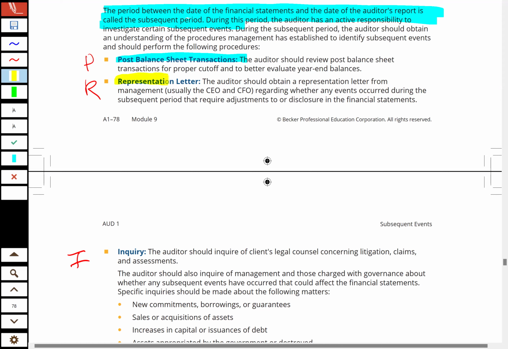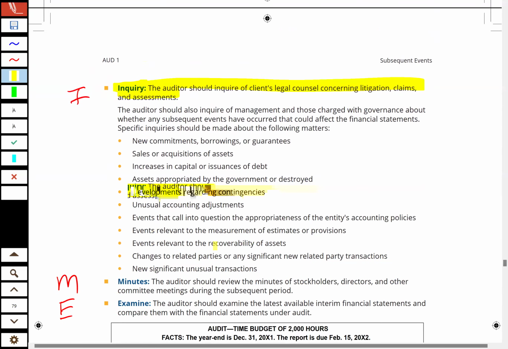You get a representation letter from management signed, and we'll talk about rep letter later, but you ask them way towards the end, I think audit 5 or so, you told us about all the subsequent events, right? And you make them sign that. Okay, inquiry. Inquire about subsequent events, including maybe asking about litigation, claim, and assessment. We're going to do that.